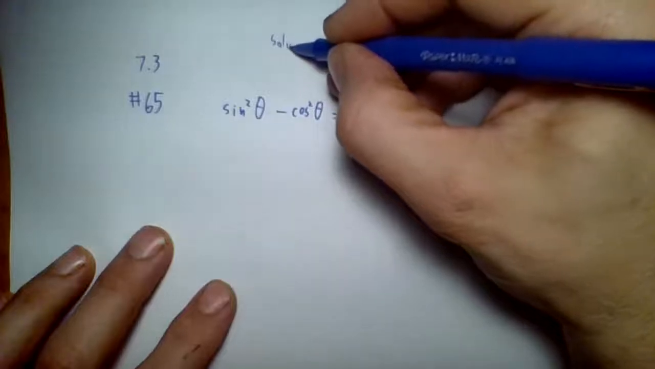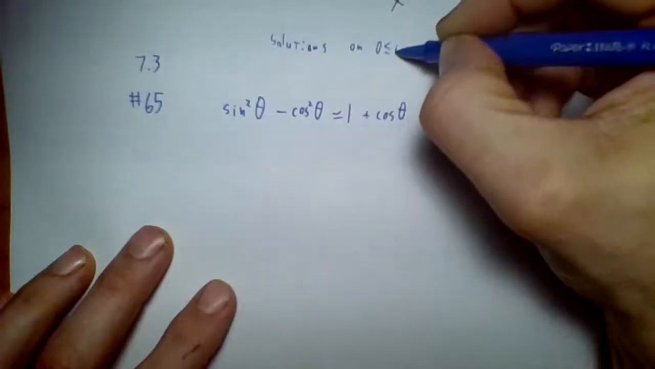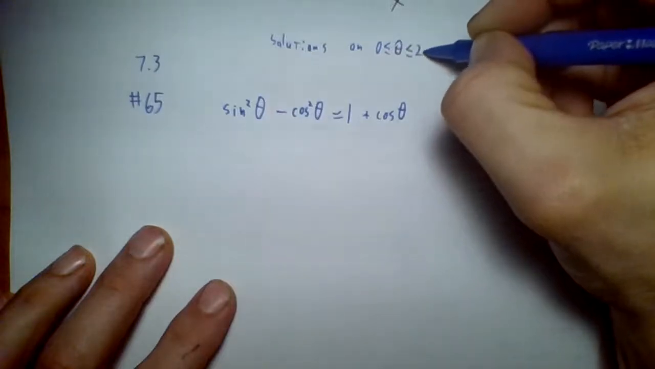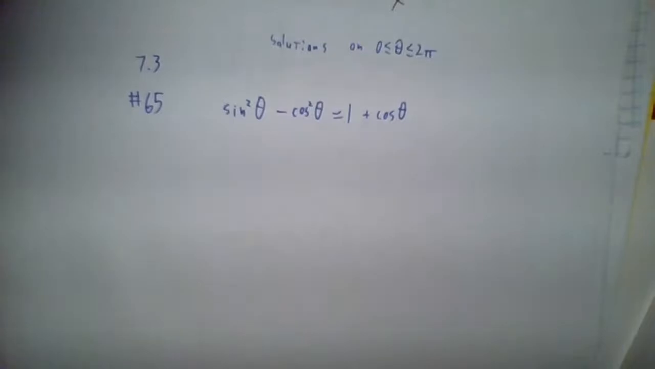So for this one, they're just asking for solutions on the interval from 0 to 2 pi. These are periodic functions. Period is 2 pi, so these solutions are all going to be repeated between 2 pi and 4 pi, and again between 4 pi and 6 pi, and again between 6 pi and 8 pi, and so forth. But I don't need all of them. I just need the ones in that first cycle there. So the unit circle goes from 0 to 2 pi, and I want to think about that.